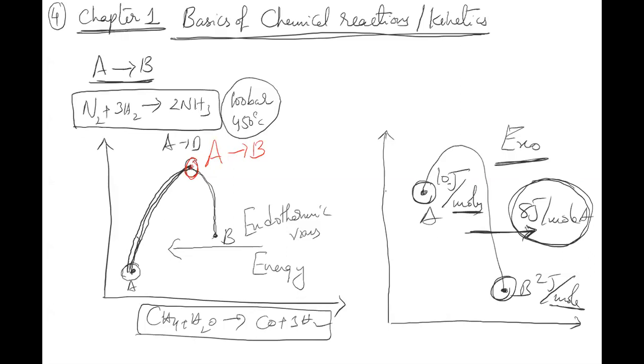exothermic reactions. An example of exothermic reactions is CH4 plus 2O2 gives CO2 plus 2H2O, combustion. Combustion is a good example of an exothermic reaction. So this is something about what a reaction is. We'll go to the next board.